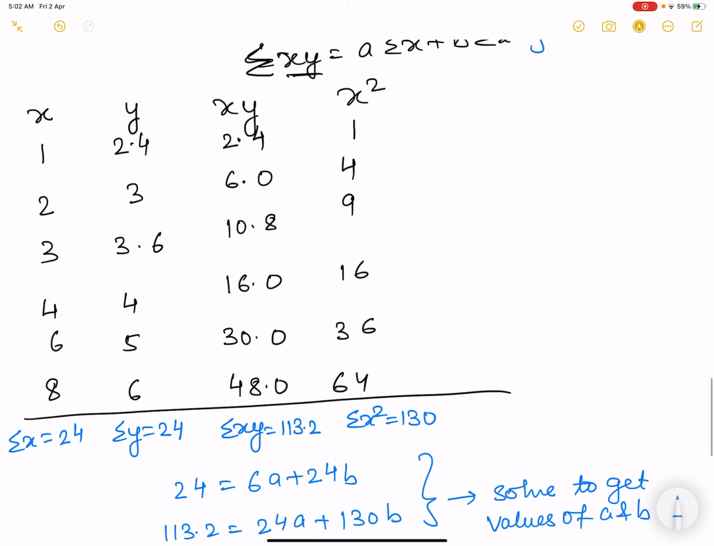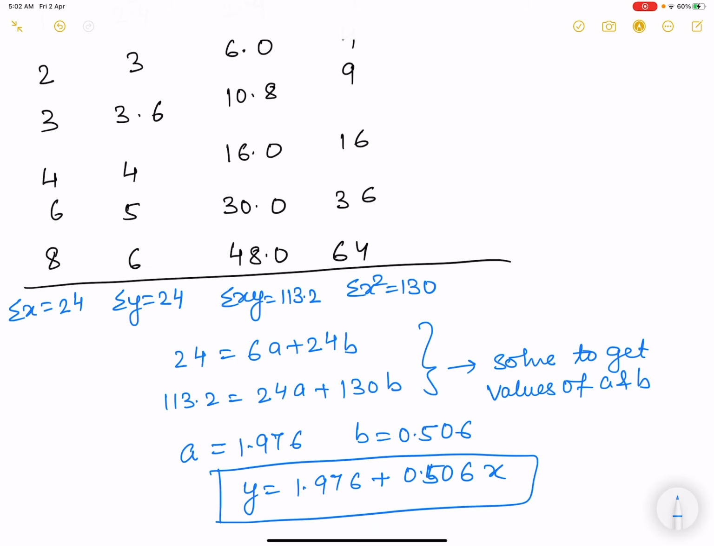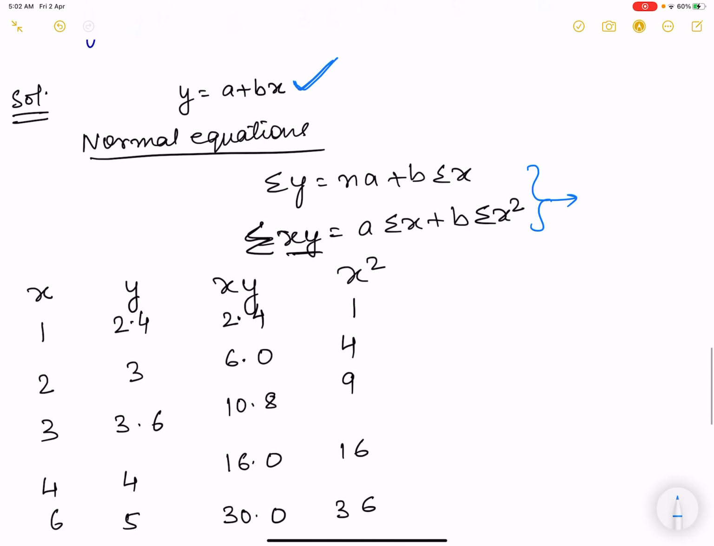Next, once we got the value of a and b, we'll put it in the equation which we want to fit. So the equation is equation of a straight line. Y is equal to 1.976, that is a, plus bx, that is 0.506x. So this is the line which we fitted for this given data. That is, we say that it's the best fit.